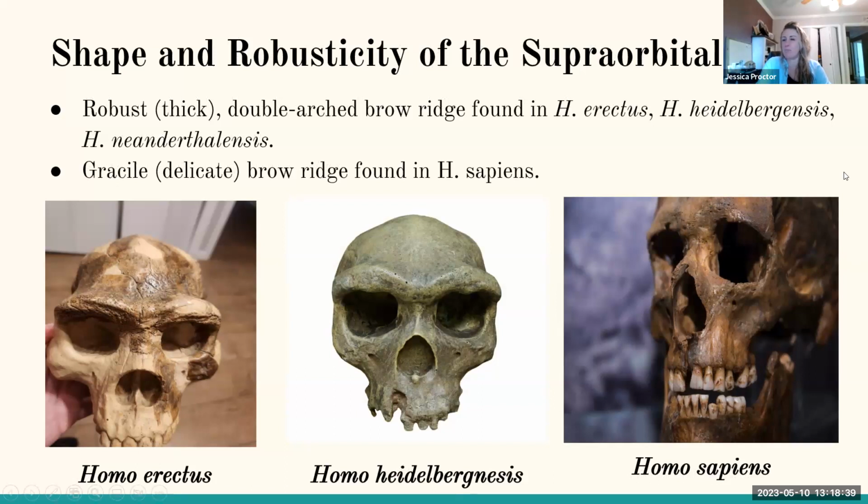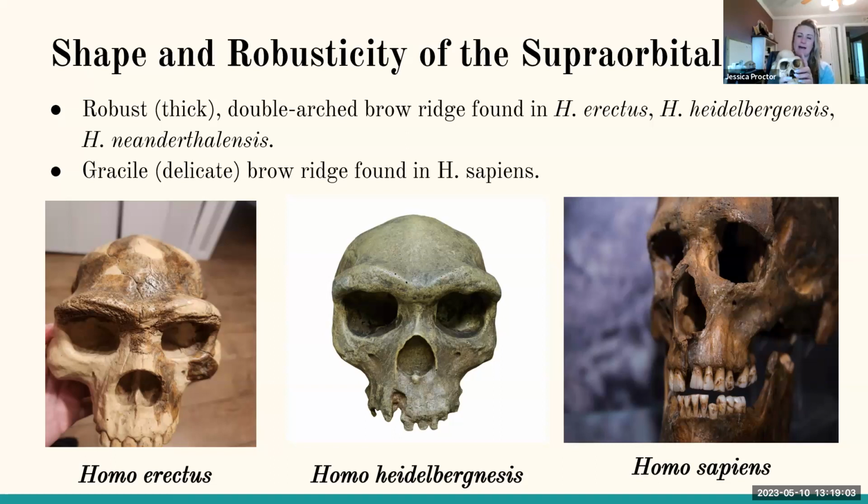All right, next feature, the shape and robusticity of the supraorbital ridge. Again, I recommend always breaking these words down to make them easier to understand. Orbits are the eye sockets. The word supra means above. So the supraorbital ridge simply refers to the ridge of bone that is directly above the orbits. So supraorbital ridge is basically a fancy way of saying our brow ridge, okay?